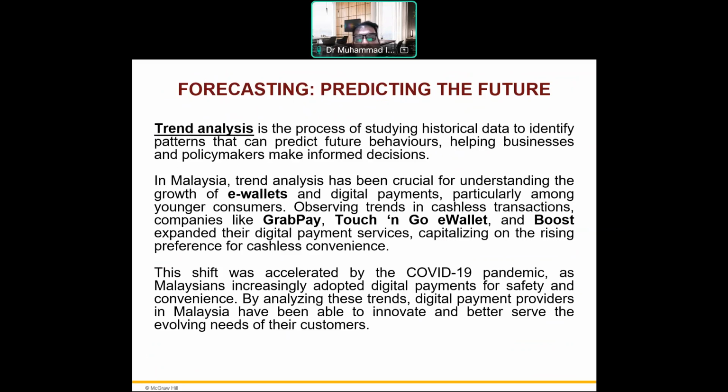Okay, this shift was accelerated by the COVID-19 pandemic, as Malaysians increasingly adopt digital payments for safety and convenience as well. By analyzing these trends, digital payment providers in Malaysia have been able to innovate and better serve the evolving needs of their customers. It's a trend. It's a requirement of recent time. So everybody must follow that one. If you will not follow, maybe you can lose your competitive advantage.